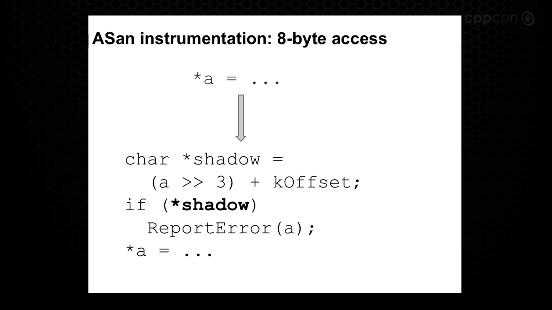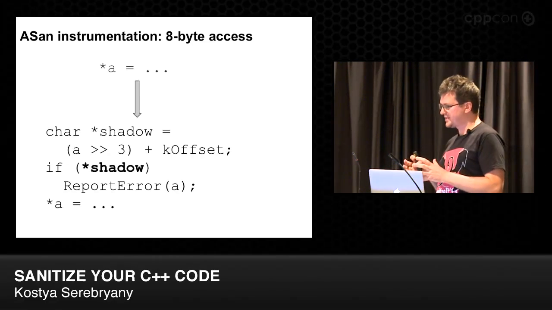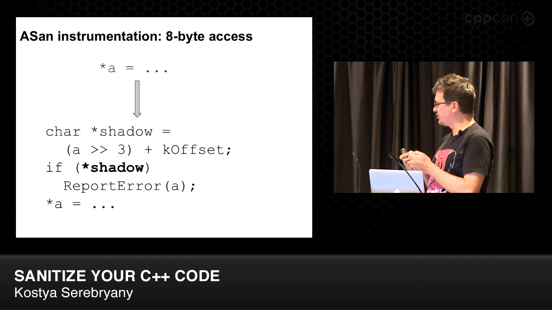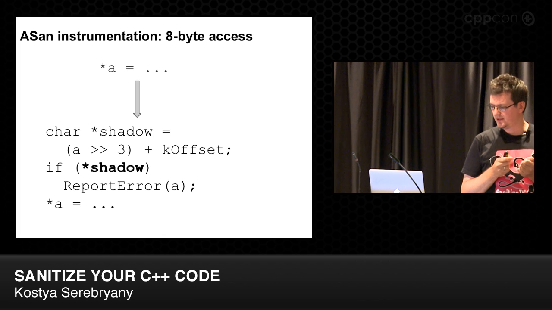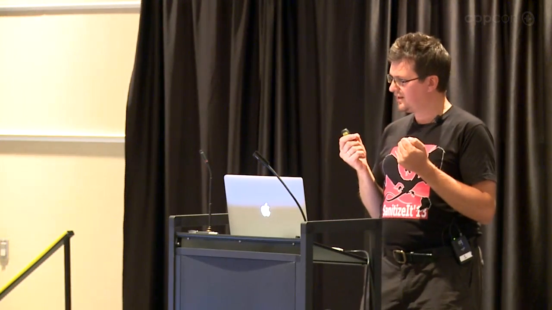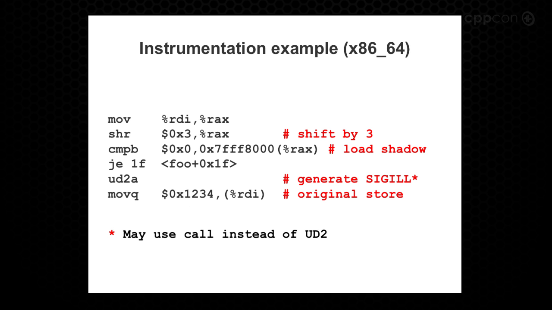So what we do with this shadow mapping? We instrument a program at compile time. And when a compiler sees a memory access, either read or write, it doesn't matter, it computes an address of shadow that corresponds to this application memory. So we take the address, divide it by 8, and add an offset. Then we load a single byte from that shadow. And if we don't like this byte, we bark. And then go on. The situation for smaller accesses like 1 to 4 byte accesses is just slightly more complicated. It adds a few arithmetic instructions.